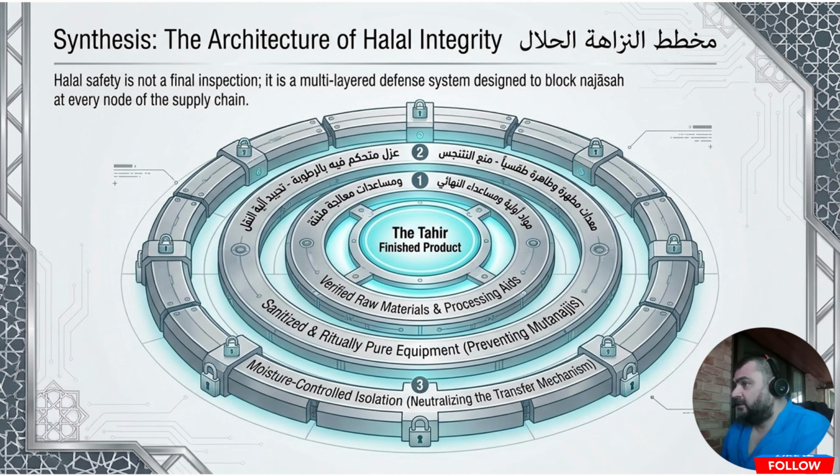Once it is verified that the raw materials were pure, the processing aids were not contaminated, the line was sanitized and ritually pure, preventing the substance from becoming mutanajjis, and the moisture was controlled, and the transfer mechanisms were put in check. So once these things are met, then the product is considered to have been halal certified, inshallah. So with this we conclude, inshallah, and tomorrow we will discuss the types of cleaning mechanisms for purifying the najasa, and then we will do a very important topic called istihlaq, and after that we will discuss intoxicants, inshallah.